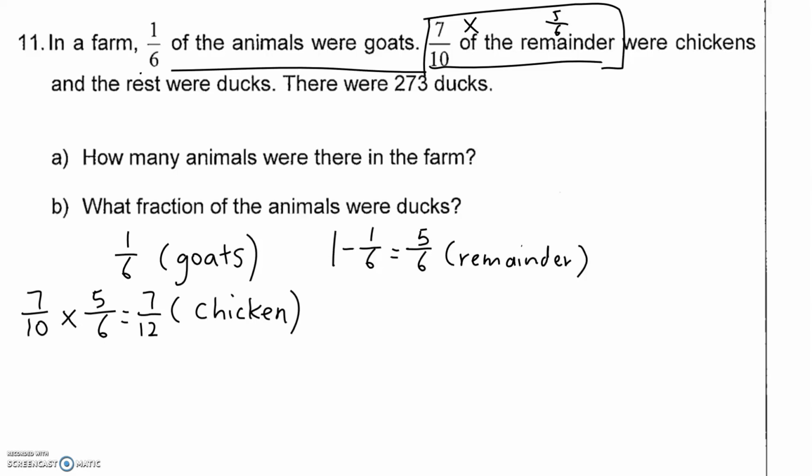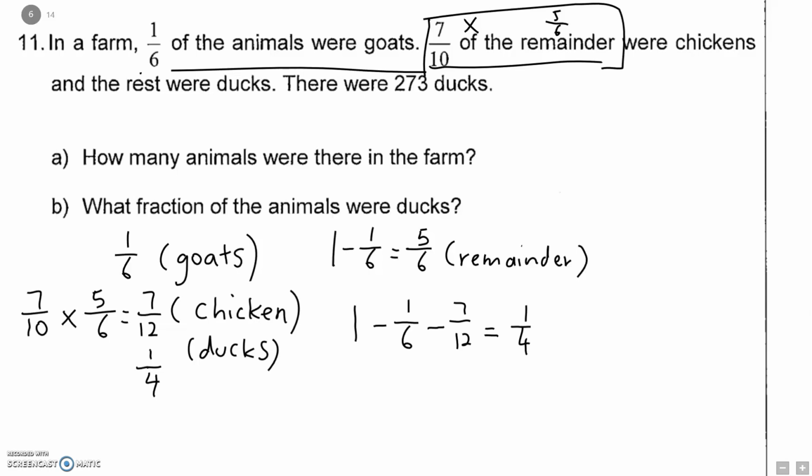Okay. Now the rest were ducks. Now if you know that the rest were duck, you don't know what is that fraction. How? You have to find, right? So it starts off with one whole, minus away the goat, minus away the chicken. Whatever gives you the rest would be your duck. So duck, in fact, is actually just 1/4. So I'm going to write 1/4 over here. Alright, now we got all the three fractions out.